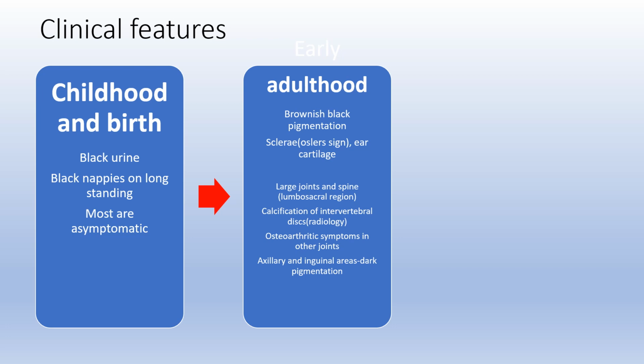The other unusual presentations of these patients could include dark pigmentation of the axillary and inguinal areas, and sometimes soiling of their clothes due to dark pigmentation on long-standing perspiration.